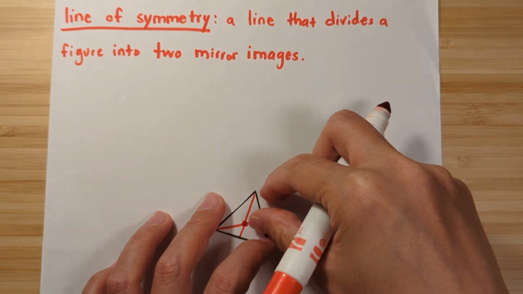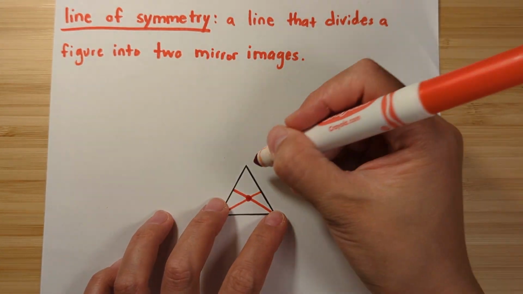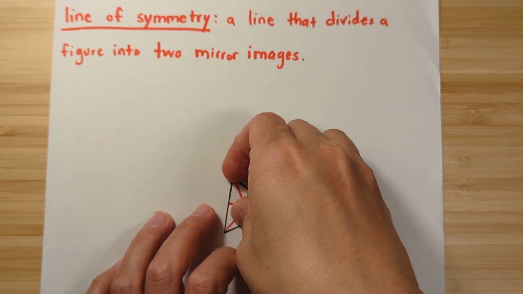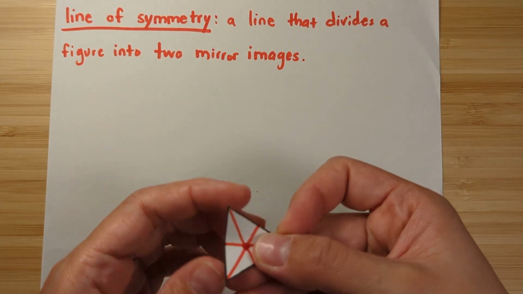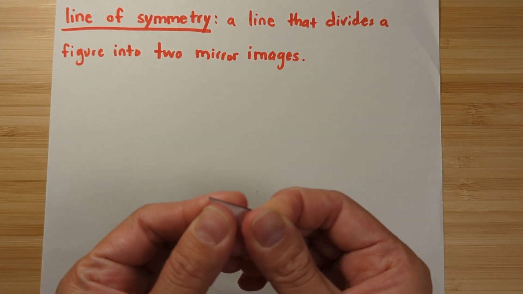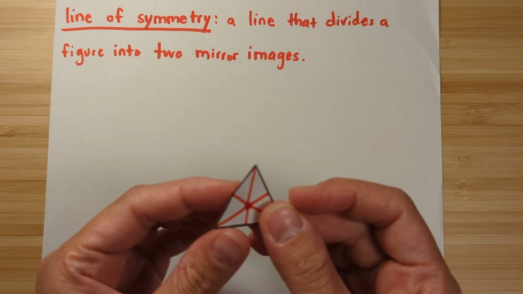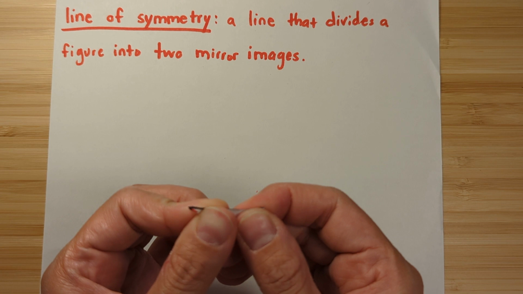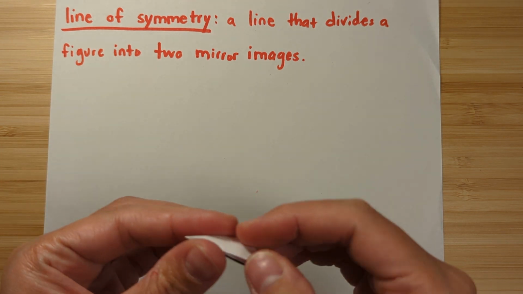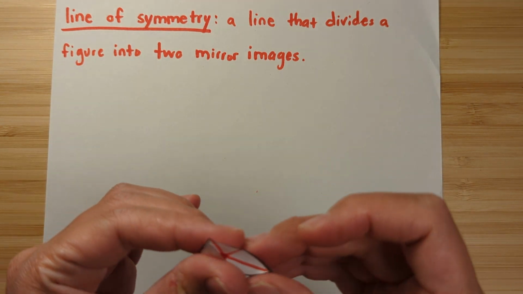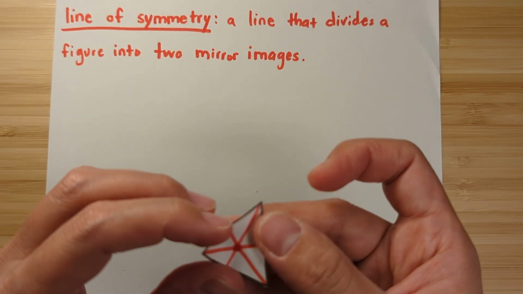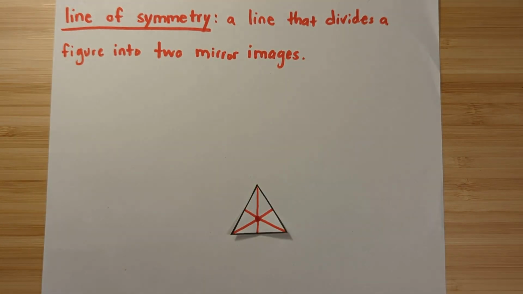There's another line of symmetry. Do that one more time. There is another line of symmetry. And every single time, if I were to fold this along the line of symmetry, it will make two mirror images. So there's 1, 2, and 3. So this equilateral triangle, 3 equal sides, has 3 lines of symmetry.